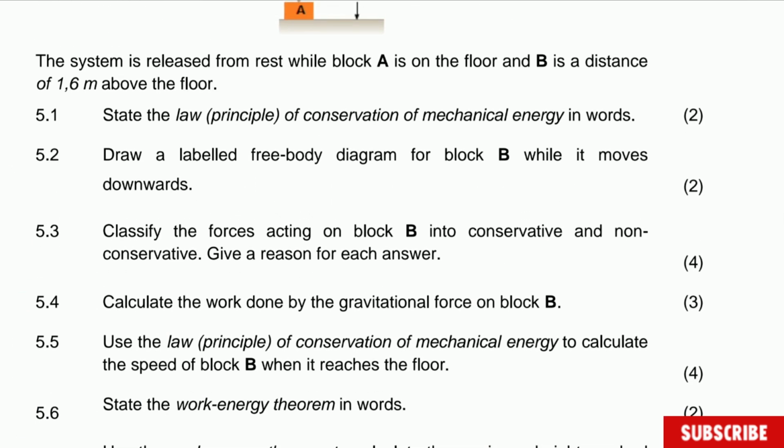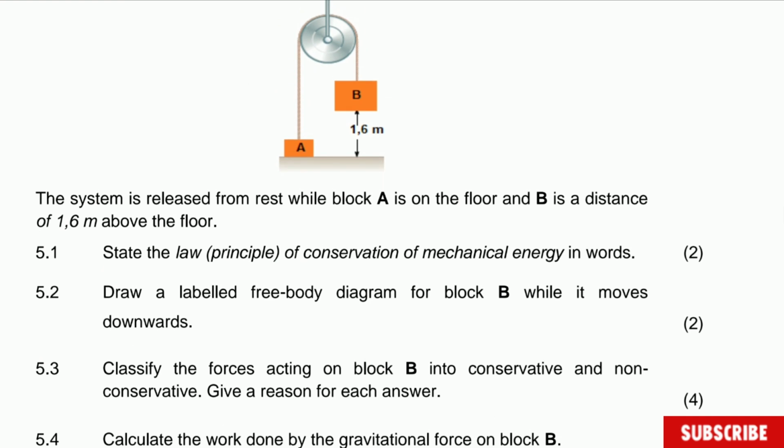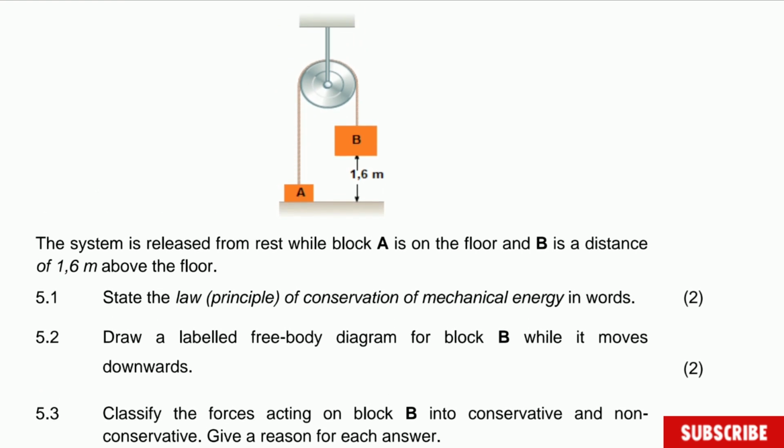Question 5.2. Draw a labelled free body diagram for block B where it moves downward. So now if we go here, what forces are acting on block B? There are two forces acting on block B. The first one is the weight, which is pointing down, and then the second one is the tension, which is pointing upward. This one is tension.